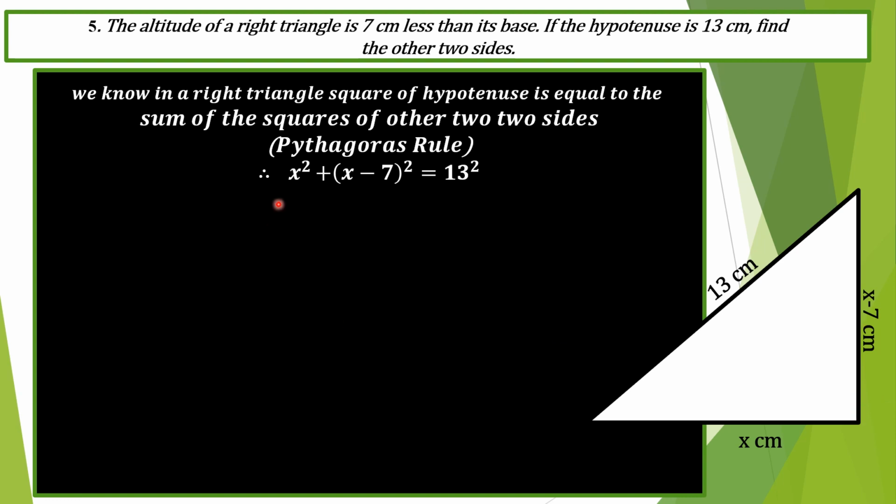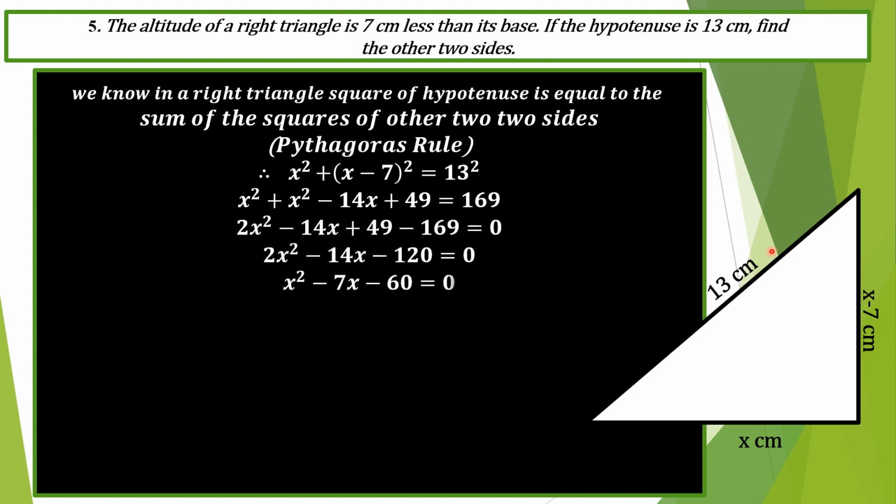So put hypotenuse square, 13 square, is equal to the squares of the other two sides. One side is x, one is x minus 7. x square plus x minus 7 whole square is equal to 13 square. We'll simplify it to get the quadratic equation, and we'll get x square minus 7x minus 60 is equal to 0. Further, now see here, sum should be minus 7, product should be minus 60. Both are negative, so we'll take one positive, one negative, and the greater one will be negative. So minus 12 plus 5: 12 times 5 is 60, and minus 12 plus 5 is minus 7.